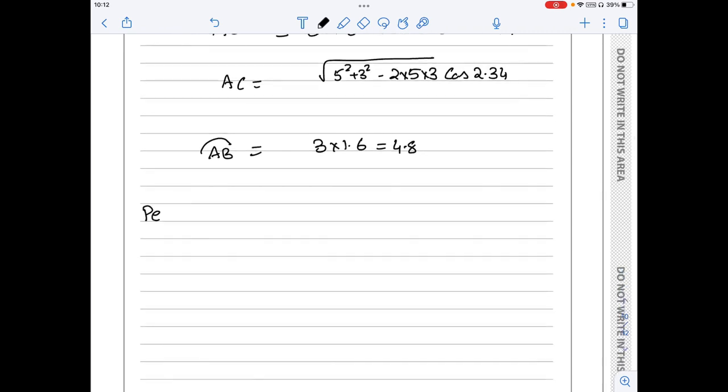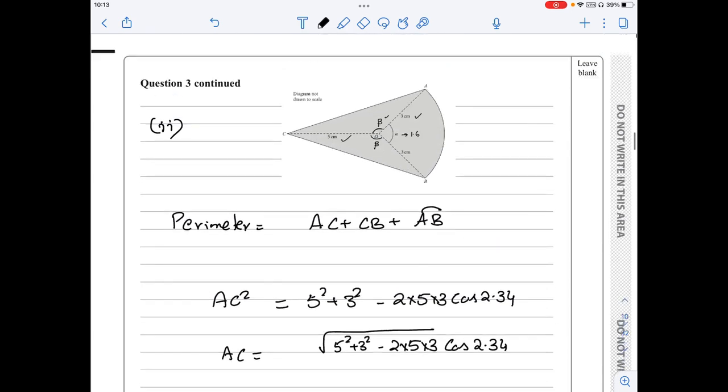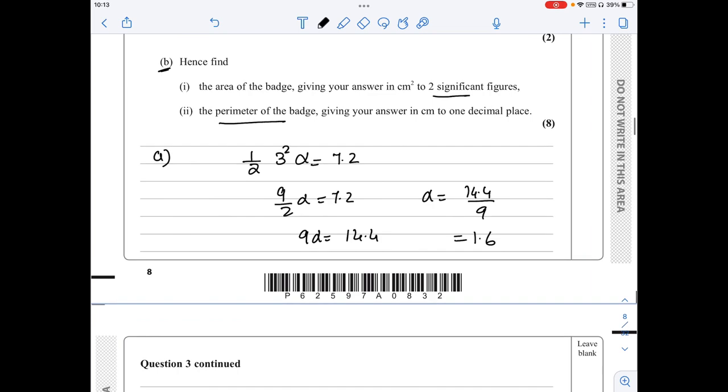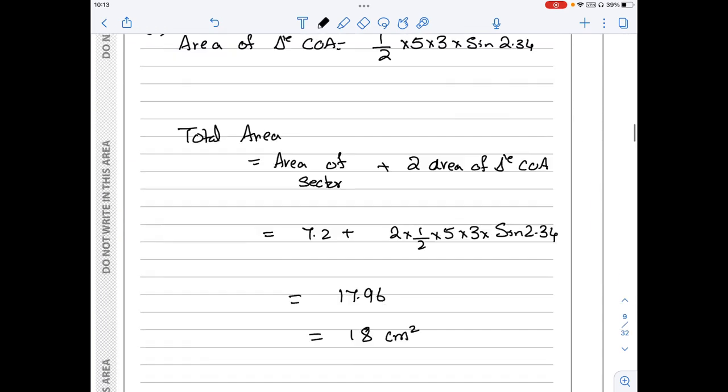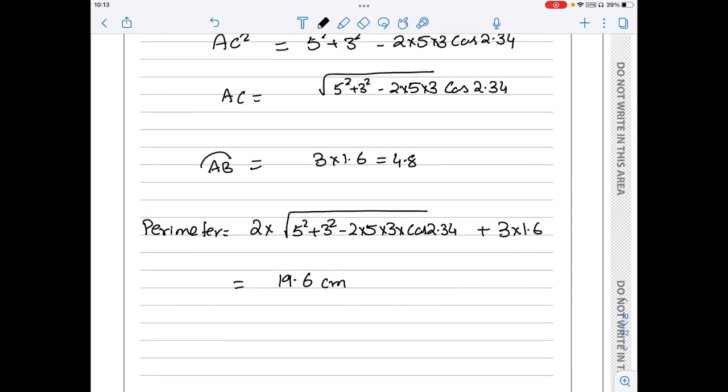So what's going to be the perimeter now? Perimeter is going to be 2 times the square root of 5 squared plus 3 squared minus 2 times 5 times 3 times cosine 2.34, plus 3 times 1.6, which is 4.8. So simplify that, 19.6 centimeters. That's going to be the answer. As he is not asking for any specific significant figures, one decimal place, so we have to write 19.6. That's the answer for question number 3.